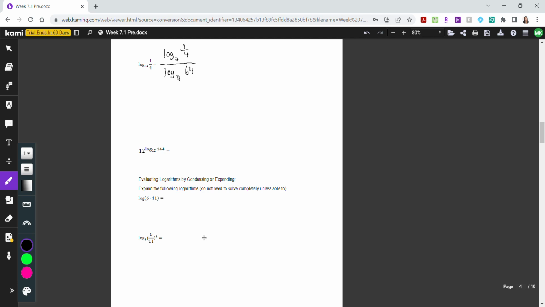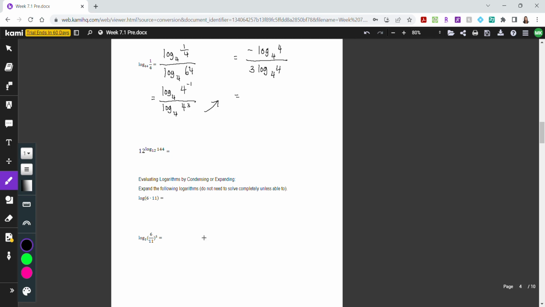Now from here, I'm going to see how they relate. Okay, so I know 1 over 4 is equivalent to 4 to the power of negative 1. So I'm going to write it as that, over log base 4, and I know 64 is 4 cubed. So I'm just going to rewrite it as that. Okay. Now I am going to rewrite this with the exponent on the side. So I have negative log base 4, 4 over 3 log base 4, 4.